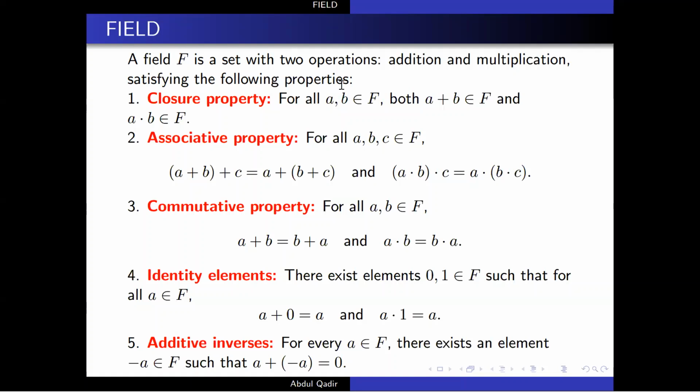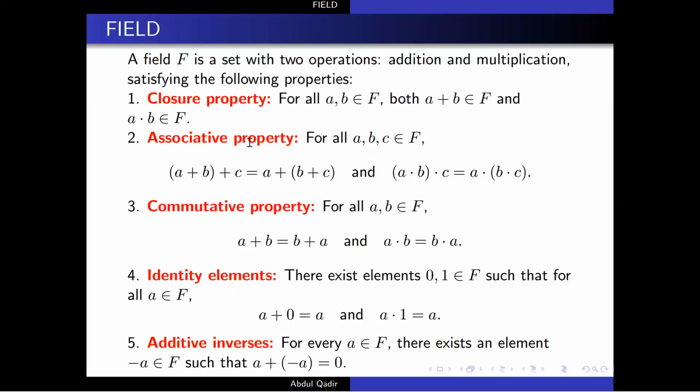Satisfy the following properties. Number one is closure property. That is, for all a, b belong to F, a plus b belong to F. That is, F is closed under addition, and also a dot b belong to F, meaning F is closed under multiplication. So the set F is closed under both operations, that is addition and multiplication.